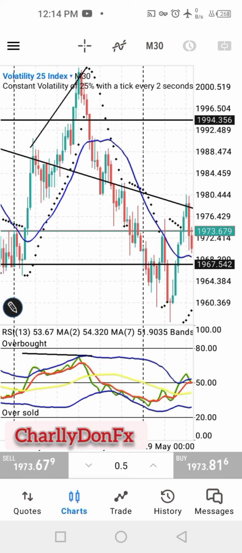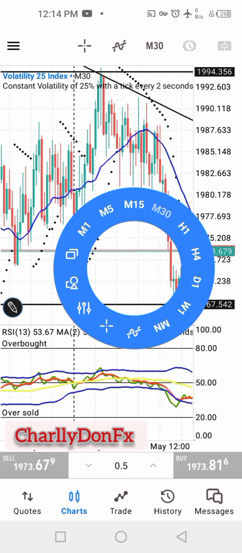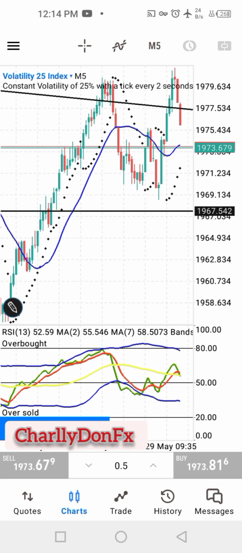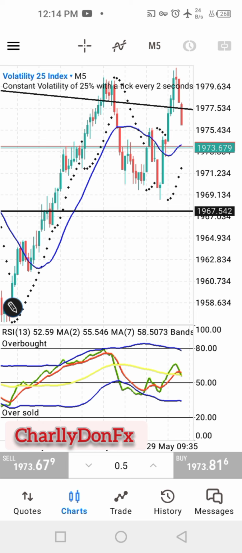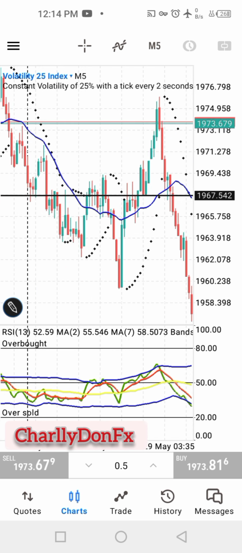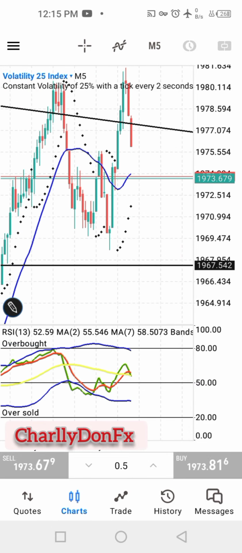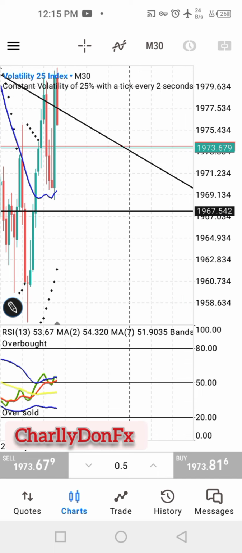I want you guys to key into this. There are a lot of benefits. Even if you feel that your account size cannot carry it, if you take a look at 5 minutes, you can also make a quick scalp with this. But I don't want to go into that. Let's take our mind off scalping and analyze the market purely from the 30 minutes time frame.